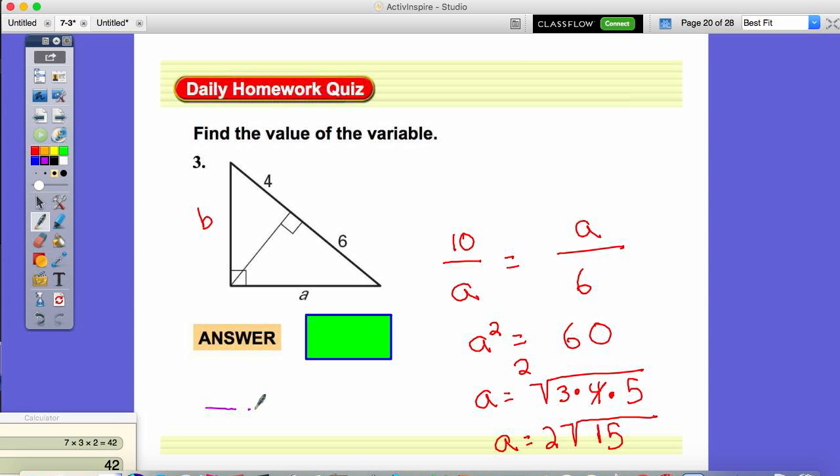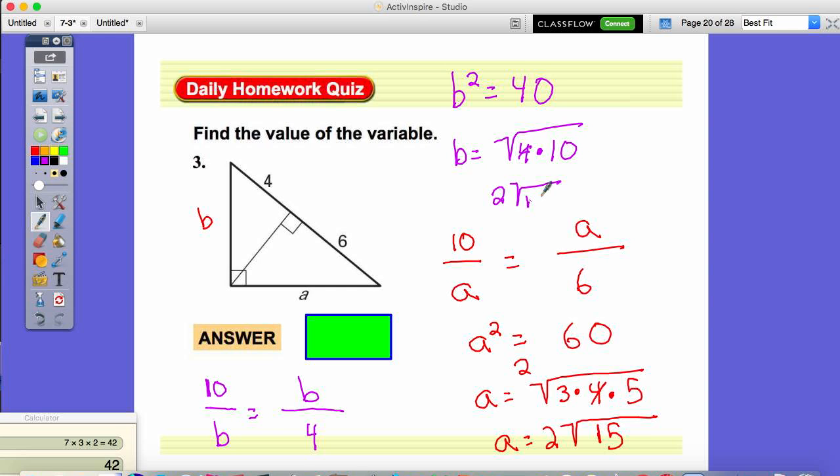So, B. The entire hypotenuse is 10. This time, the segment adjacent to B is 4. Do my work up here. So B squared equals 40. B equals the square root of 4 times 10. That would be 2 and 5. That's not going to help me. 2 radical 10. So it's another way to solve the problem.